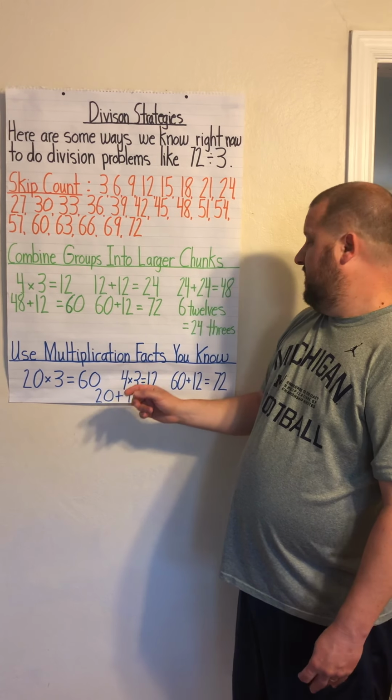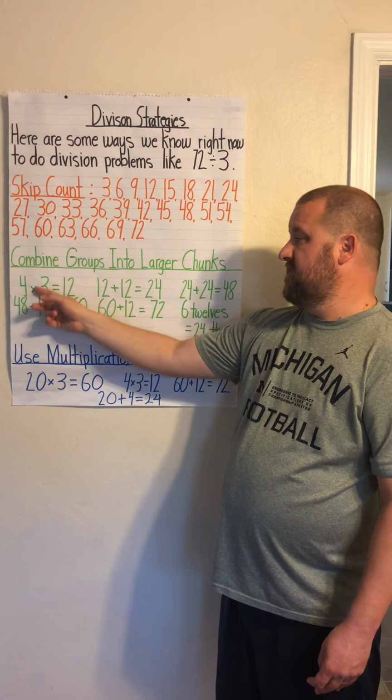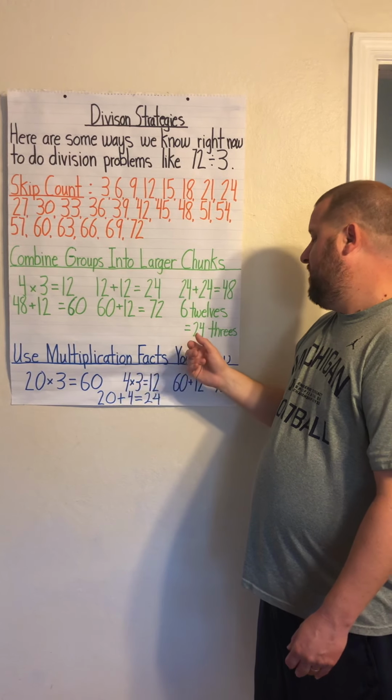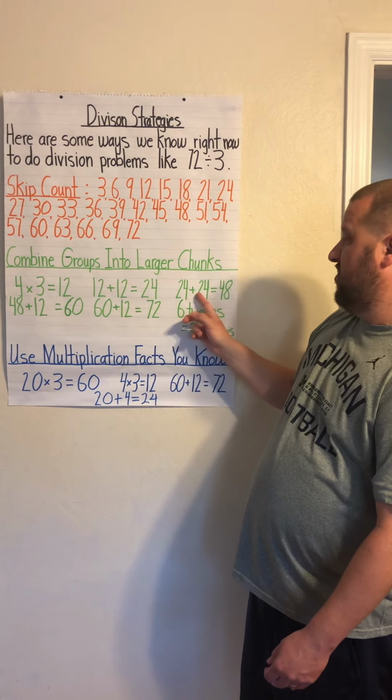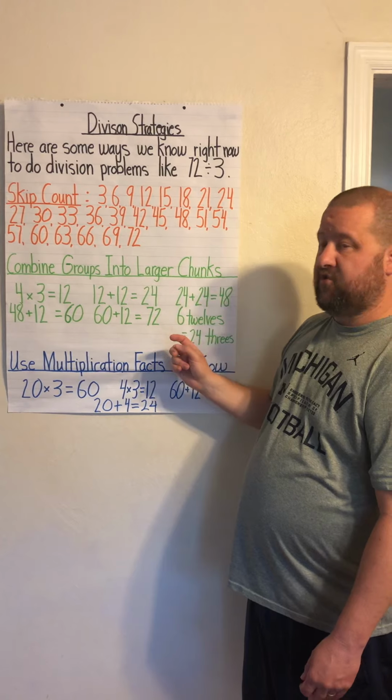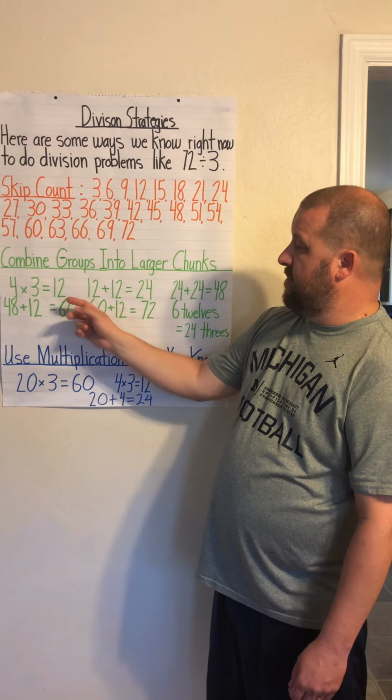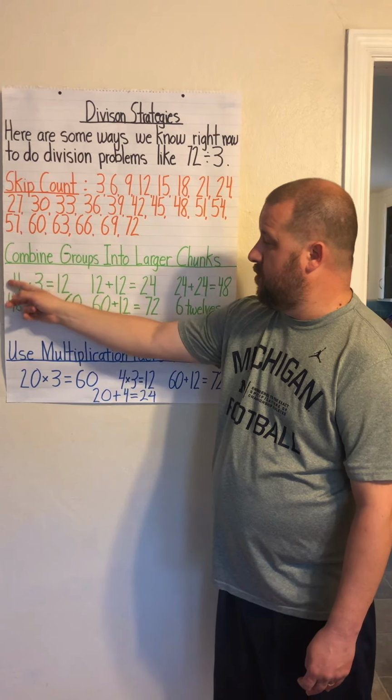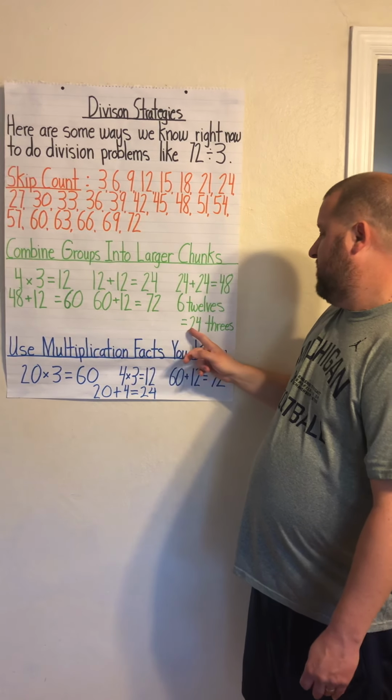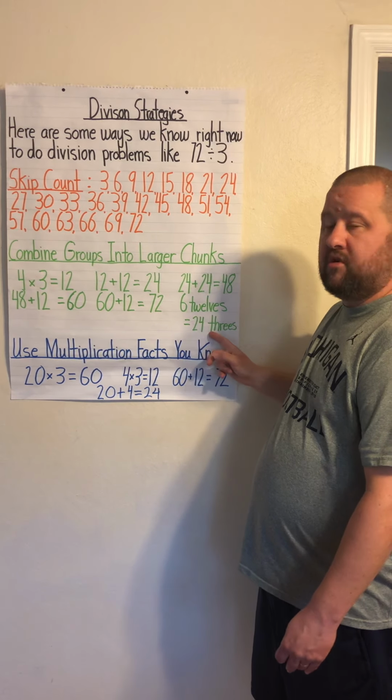Now I know that each 12 is worth 4 threes. And so to find out how many threes I used here, I'm going to take the number of 12s and multiply that times the amount of threes I have in each group, which is 4. And 6 times 4 would give me a total of 24 threes.